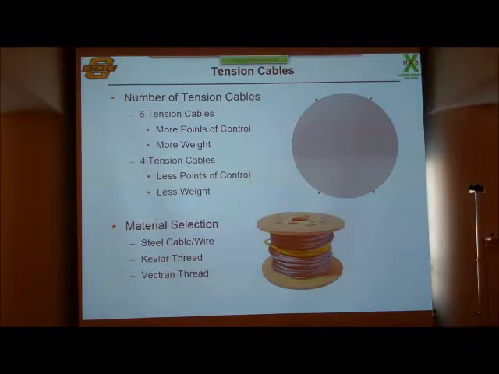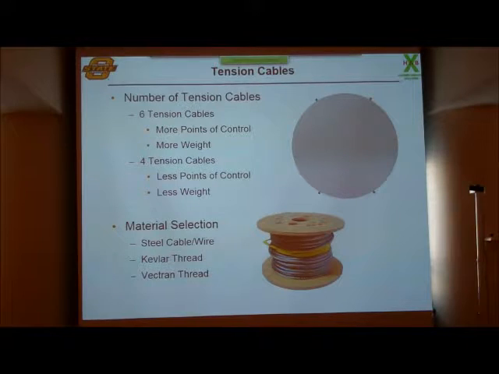We had to decide on the number of tension cables that we were going to use, and initially we had six cables around the green wing. This was going to give us more attachment points for more control, but it also meant more weight. We then looked into four cables, as that would give us less weight, but it also meant less control.